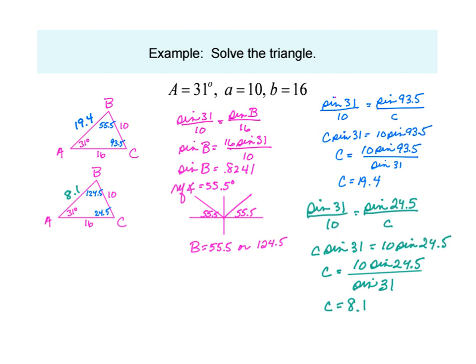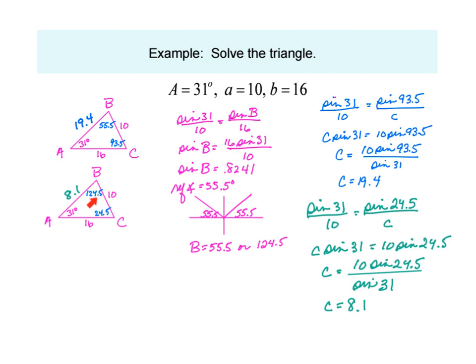So you can see here that I found 2 different angle C's, 93.5 and then 24.5. I used law of sines to solve for each of the corresponding sides. I should also just confirm that my smallest side is across from my smallest angle, largest side across from my largest angle. So here's my smallest angle. 10 is indeed my smallest side. Here is my largest angle, 93.5. 19.4 is my largest side. This one looks great.